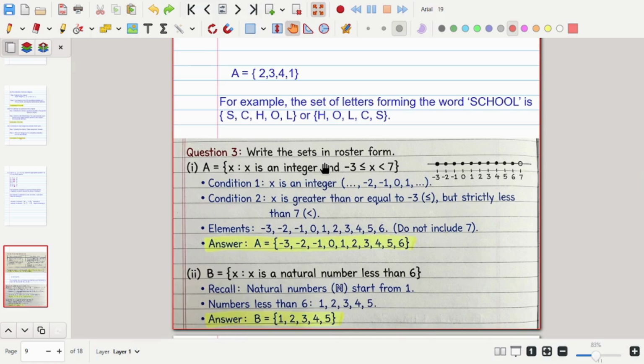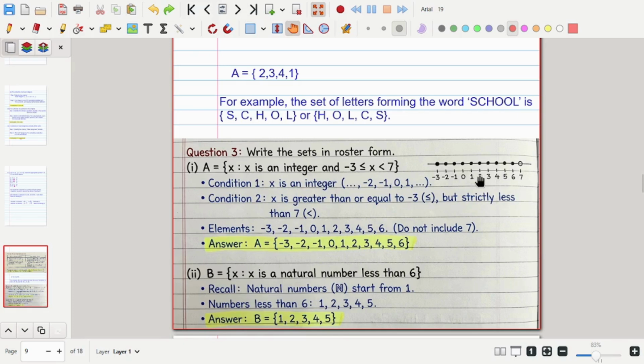Write the sets in roster form. A is the set of all x such that x is an integer and x is greater than or equal to minus 3 and less than 7. So what is the condition? x is an integer. Integers are minus infinity, minus 2, minus 1, 0, 1, up to infinity. And the second condition is that x is greater than or equal to minus 3 but strictly less than 7.